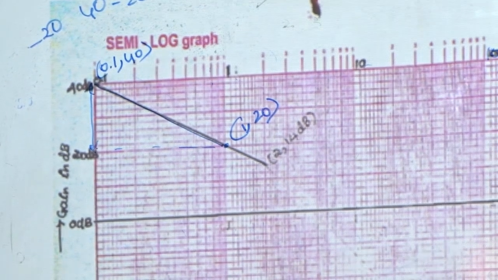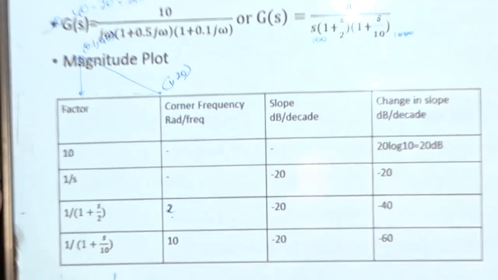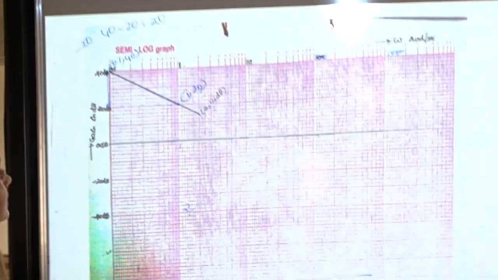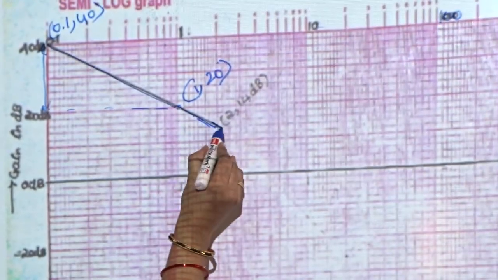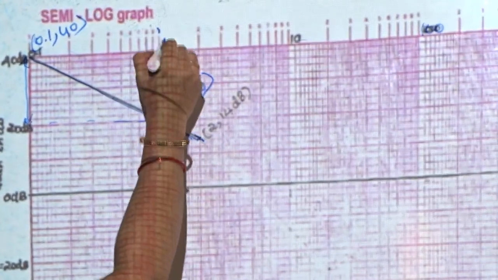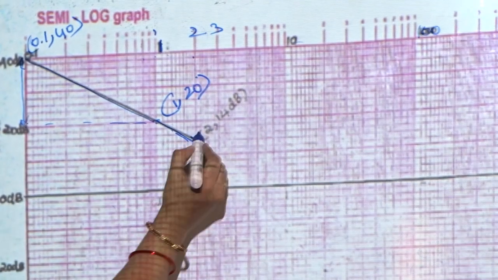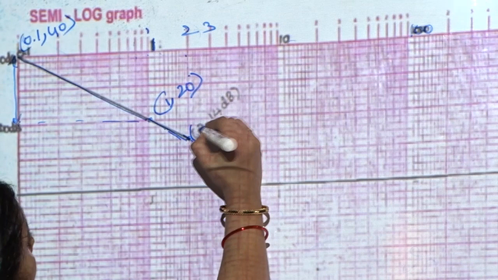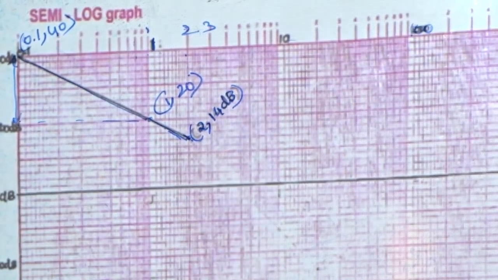Where is the corner frequency? If you look at the table, the first corner frequency is at 2. So now, extend this line up to 2. This is 1 radian, 2 radian, 3 radian like this. So now up to this point you have to stop. What is the coordinate here? 2, 14 dB is the coordinate that we have. 2 radians per second and 14 dB.